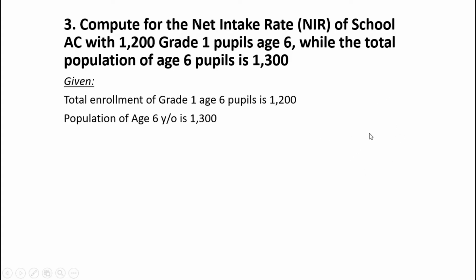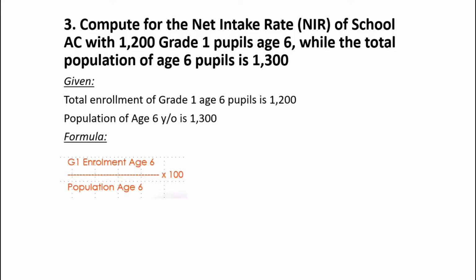So again, let us look for the given. The total enrollment of grade 1, age 6 pupils is 1,200. The population of age 6 years old is 1,300. So, mapapansin ninyo, 1,200 yung age 6. Tapos, yung population niya, syempre, total population is 1,300. And what will be the formula? The formula is grade 1 enrollment for age 6 all over the population of all pupils age 6 multiplied by 100. So the answer is 92.31%.